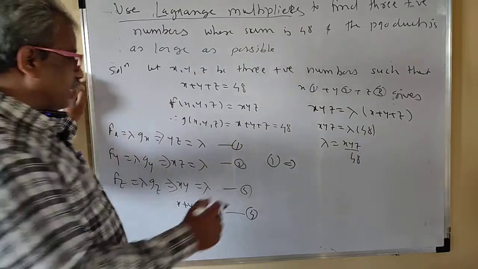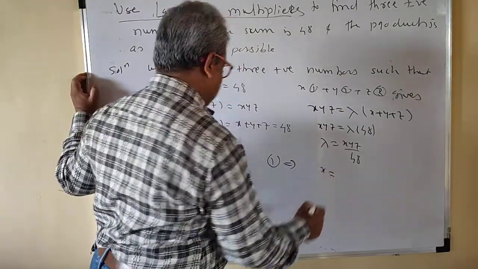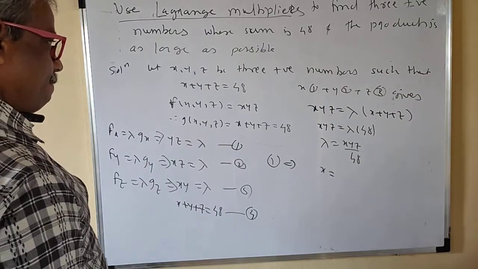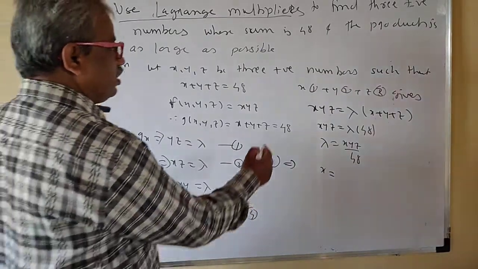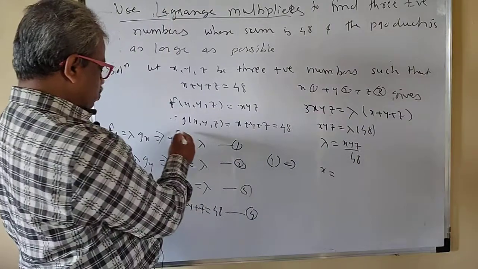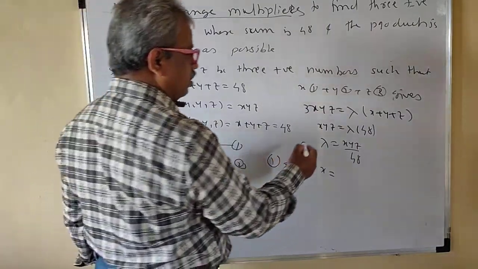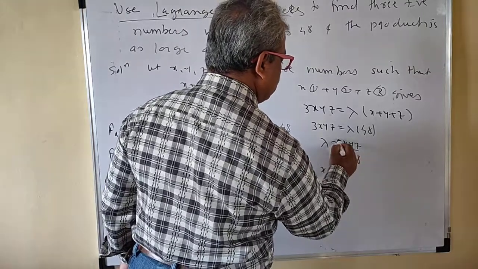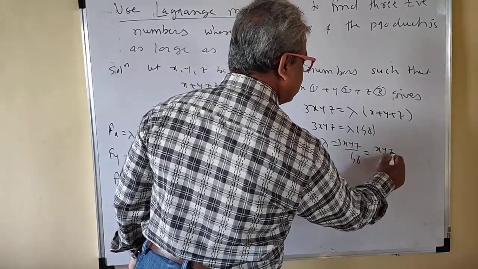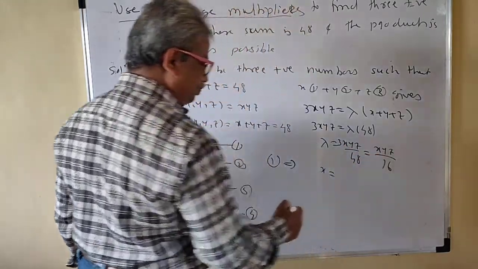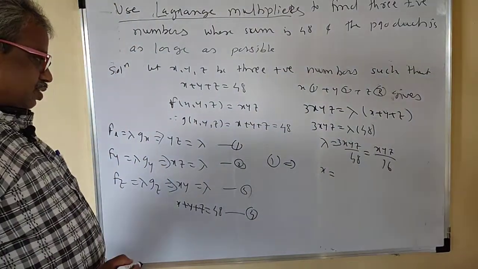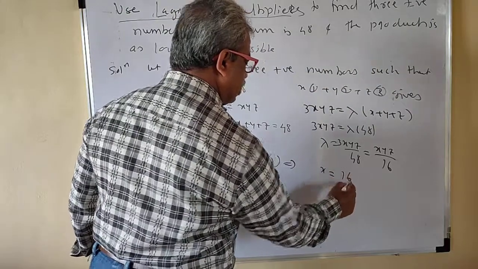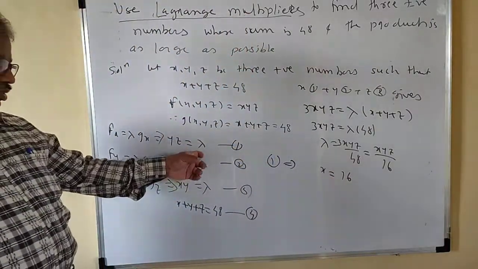Lambda is equal to xyz. So x is equal to 48. Oh, this is 3xyz. So this is 3xyz, right? So 3xyz means what? This is 3. So this is xyz upon 16 now, right? So what do we get here? So 1 implies that x is equal to 16 now, right? You understand this?